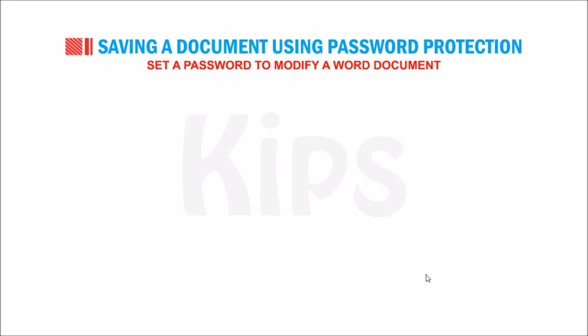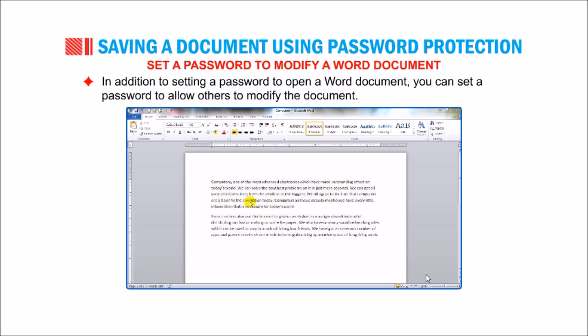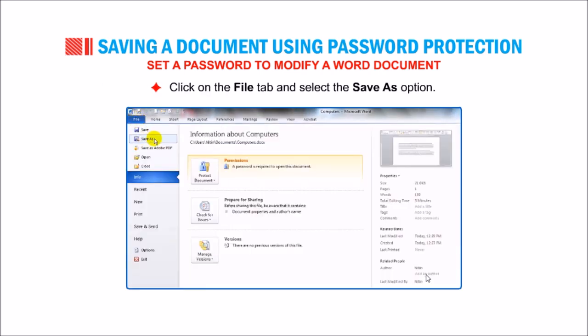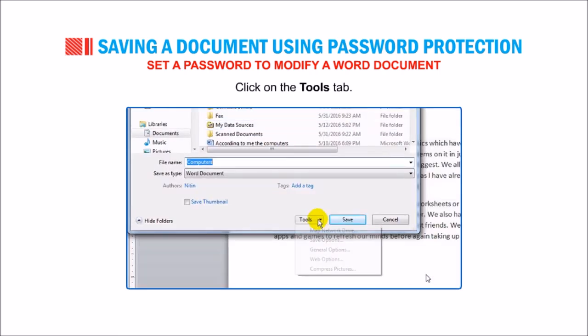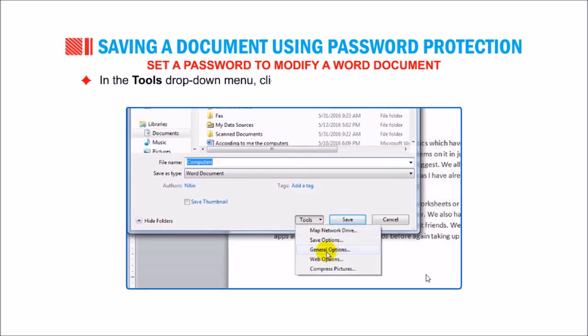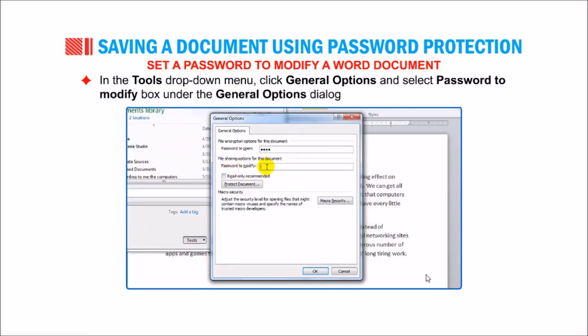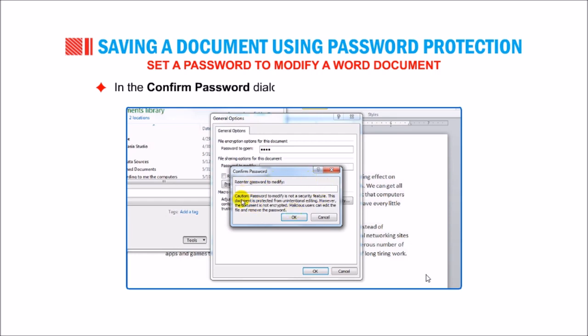Set a password to modify a Word document. In addition to setting a password to open a Word document, you can set a password to allow others to modify the document. To do this, click on the File tab and select the Save As option. The Save As dialog box appears. Click on the Tools tab. In the Tools drop-down menu, click General Options and select Password to Modify box under the General Options dialog box. Type a password in the text box. Click OK. In the Confirm Password dialog box, retype the password and click OK.